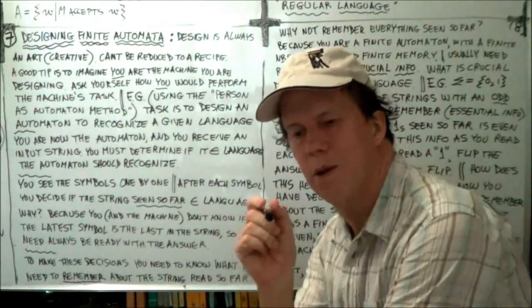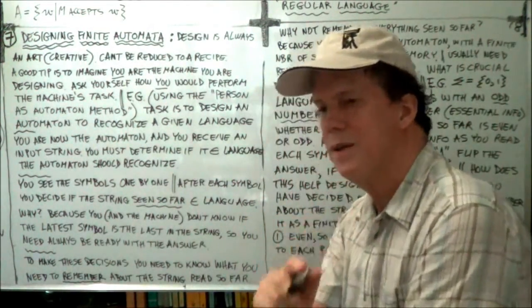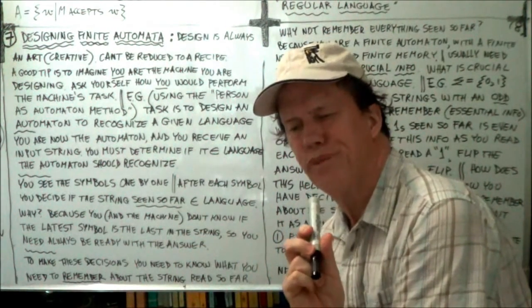That's why it's helpful to play this role of being the automaton yourself. So say you're in an accept state.